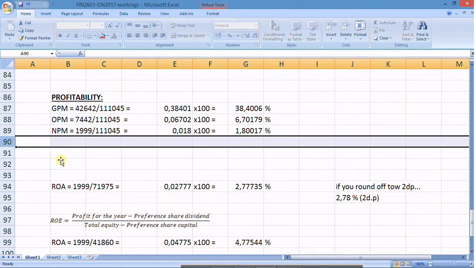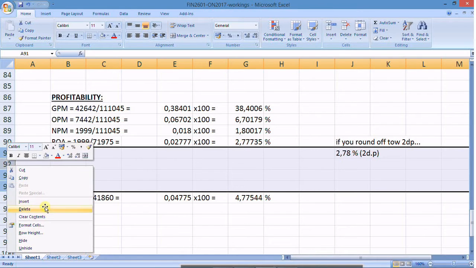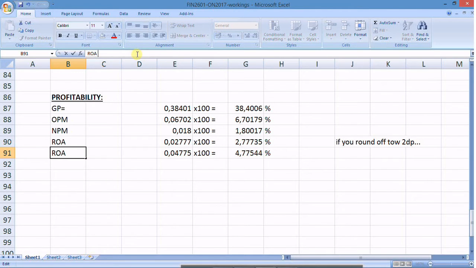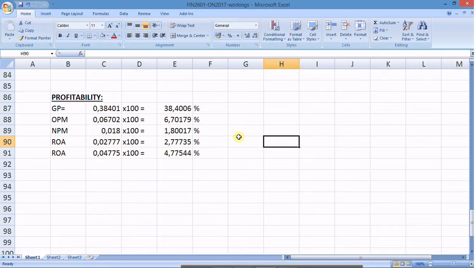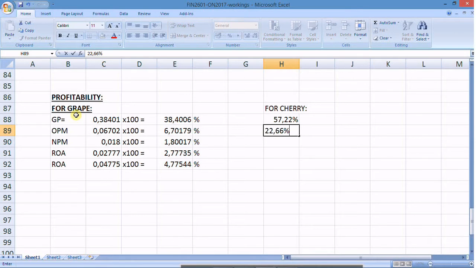So profitability is looking at return on something. Can I just say 40? Yeah, because I'll just round it off. Okay, cherry. This is for grape. Then we need to write down cherry's. For cherry: 57.22%, 22.66, 15.39, 12.30, and 18.73.